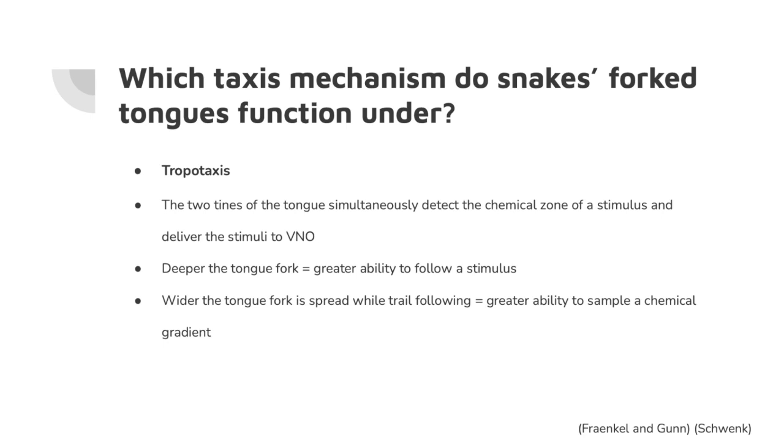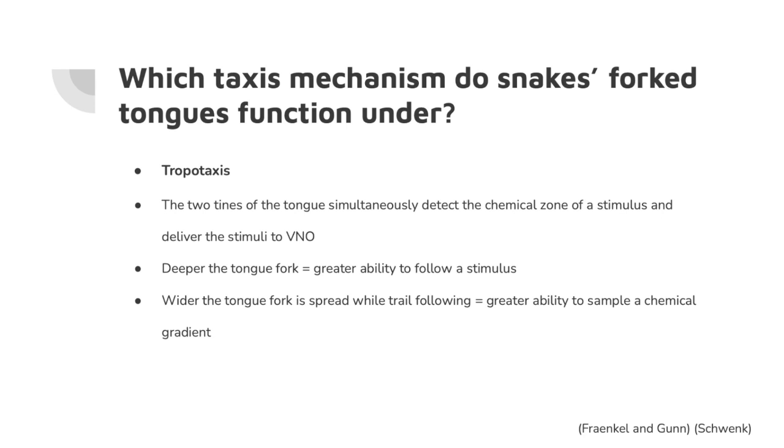Once a chemical source is encountered, the 2 tines of the tongue act as 2 receptors, simultaneously detecting the chemical zone and delivering the stimuli to the vomeronasal organs, or the VNO. This allows them to locate the stimulus signal in space and to follow a stimulus trail, such as a pheromone trail, with little to no divergence from that trail. The depth of the tongue fork is directly related to the ability to follow a scent trail. The deeper the fork, the greater the ability to follow a stimulus.